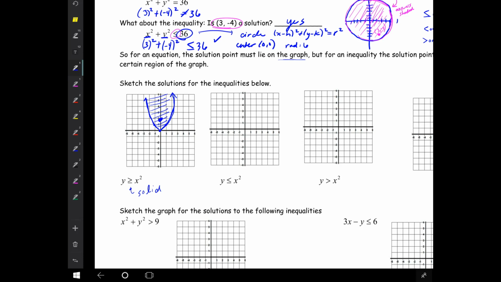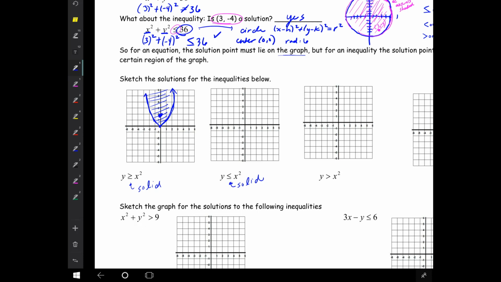Okay, y is less than or equal to x squared. Again, I'm going to have a solid boundary line, but this time, instead of shading above, what should I shade? Below, exactly right. Shade below. So I have that graph. Now it did say sketch, so I don't have to be very particular about my points, but I do want to make sure that I have at least a good sketch. So I'd shade everything below.